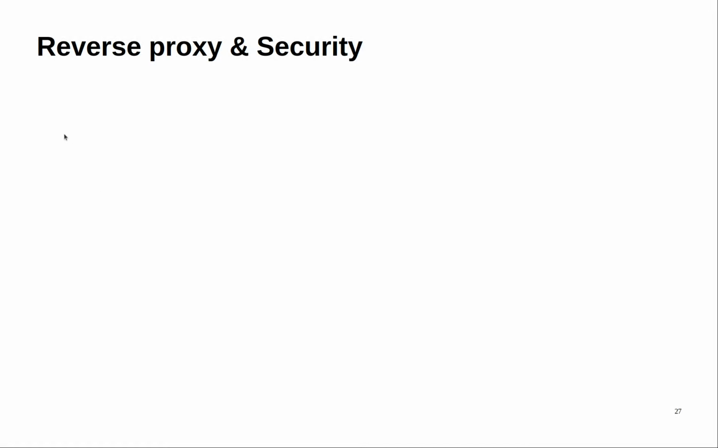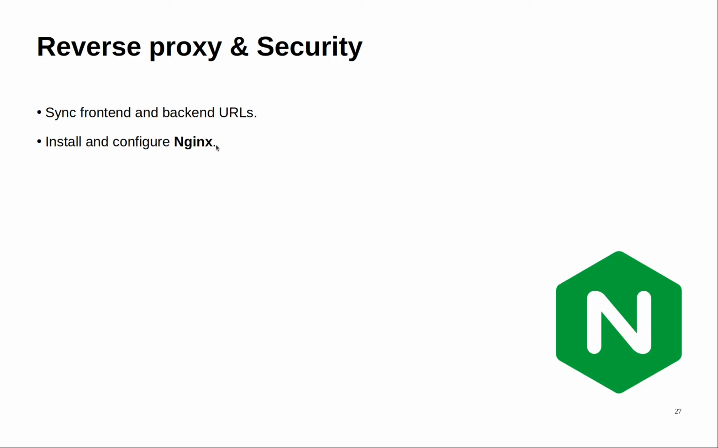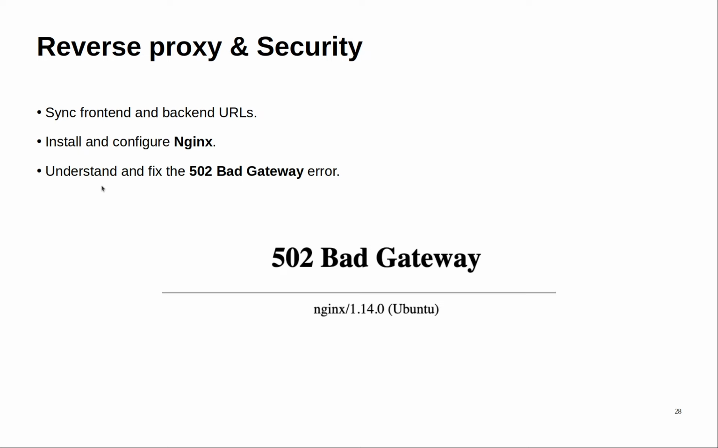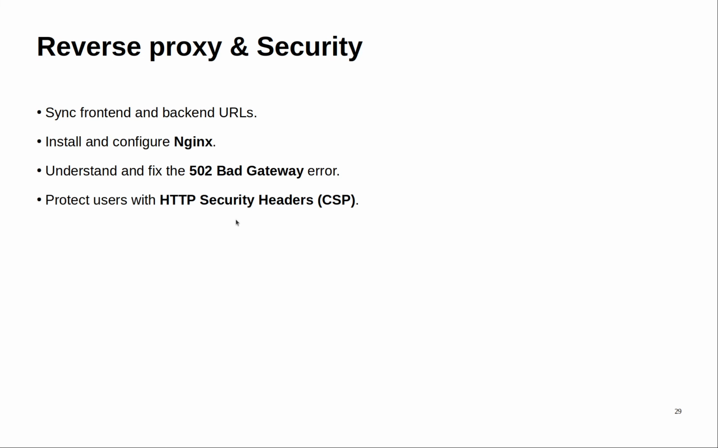First, we need to sync the frontend and the backend URLs. After that, we will install Nginx to act as a reverse proxy. I will explain this once we install Nginx. I'm going to explain what a 502 Bad Gateway means. This is an error that we might get if we don't set up Nginx correctly. And finally, we will move to the security part.